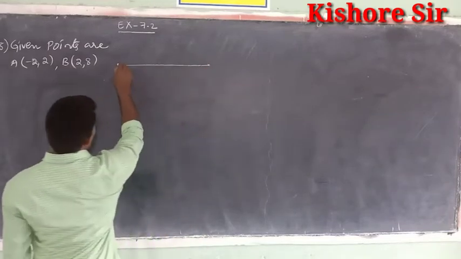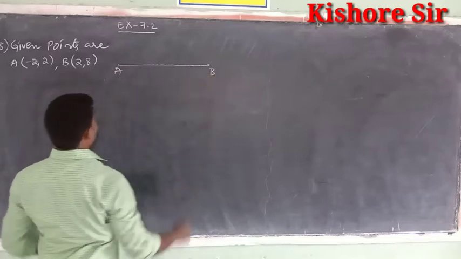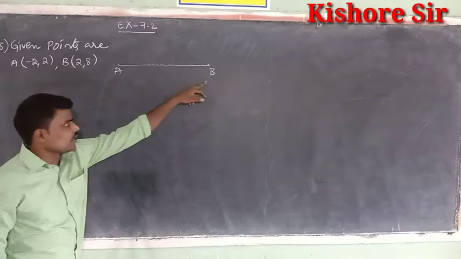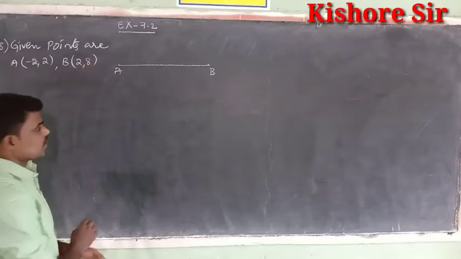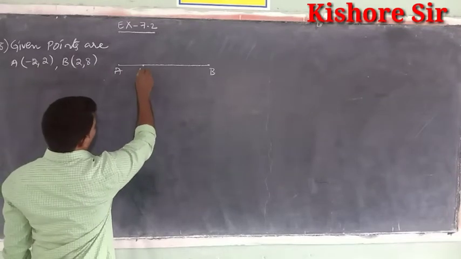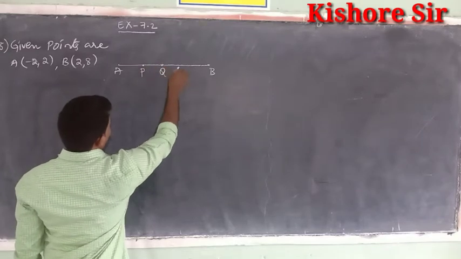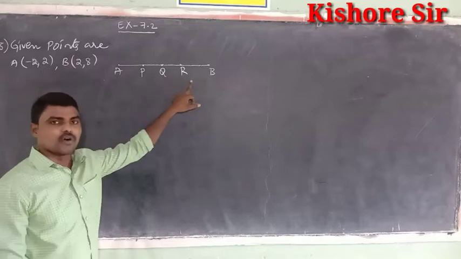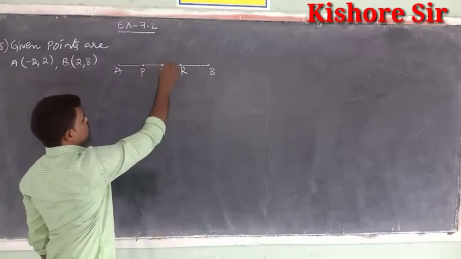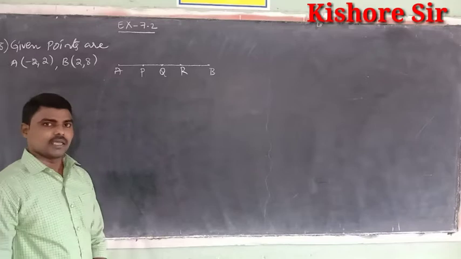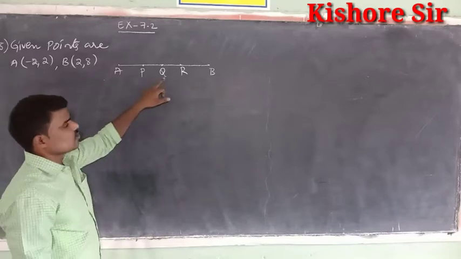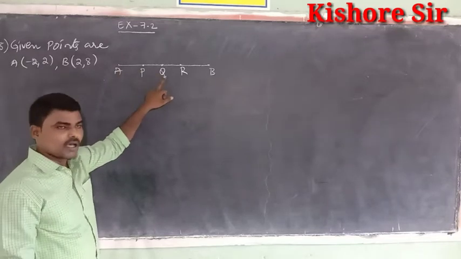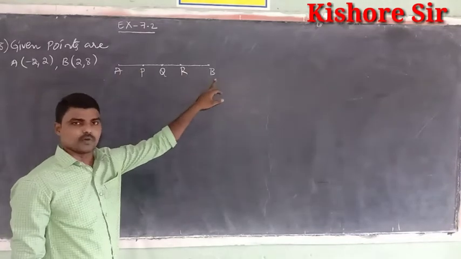The line segment AB. The coordinates of point A are minus 2 comma 2. The coordinates of B are 2 comma 8. Take the 3 points on the line segment AB such that those 3 points divide the line segment into 4 equal parts. So 1, 2, 3, 4. These 4 parts are equal. In the same manner, Q is the midpoint of AB, P is the midpoint of AQ, and R is the midpoint of QB.